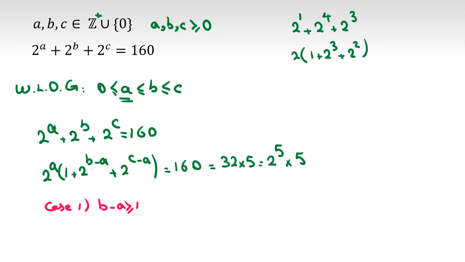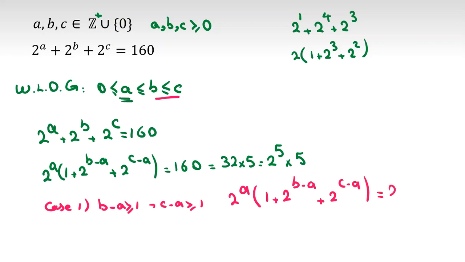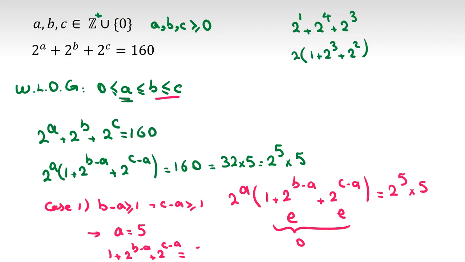We know that because C is greater than or equal to B, then C minus A is also greater than or equal to 1. So in this case, if I write 2 to the A times 1 plus 2 to the B minus A plus 2 to the C minus A equal to 2 to the 5 times 5, this part will be even. Even plus 1 will be odd. This odd part times 2 to the A, so the only case is A equal to 5. So let's write A equal to 5 and 1 plus 2 to the B minus A plus 2 to the C minus A equal to 5.